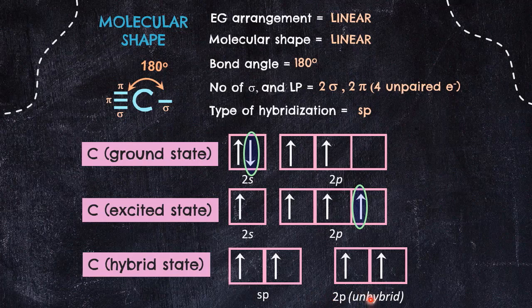Just to remind, unhybridized here means they still overlap if they have electrons, just like these carbon hybrid states. But then the overlapping just happens between the p orbitals.